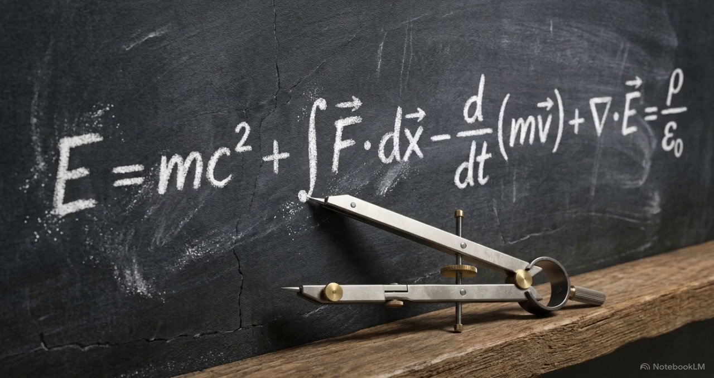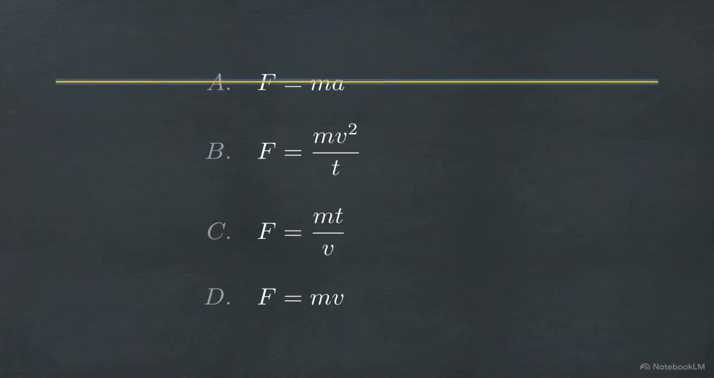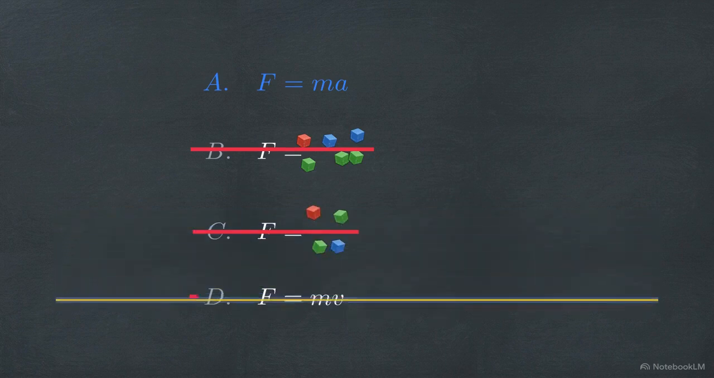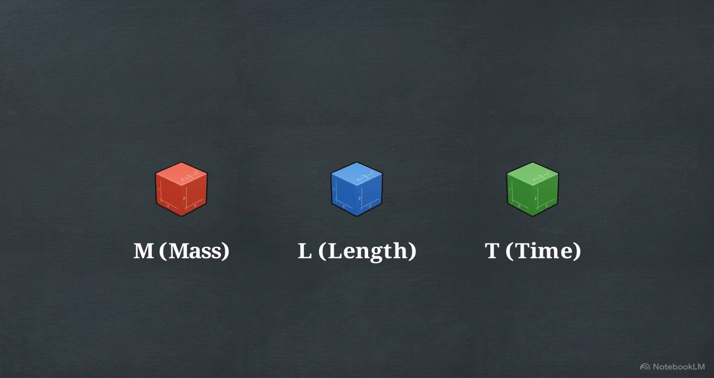Dimensional analysis allows you to verify the structure of a physics equation before you begin the algebra. By tracking how physical units relate to one another, you can instantly eliminate multiple-choice answers that are mathematically impossible. These three blocks represent mass, length, and time.